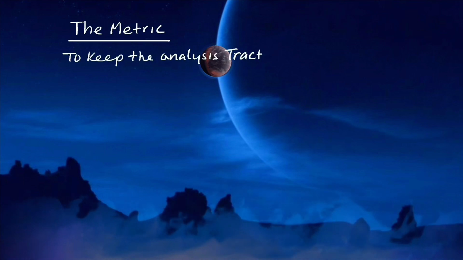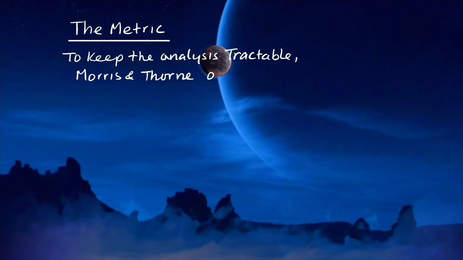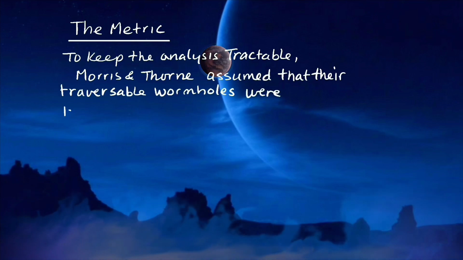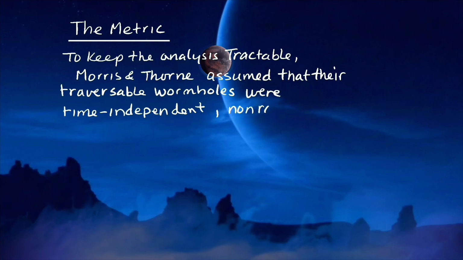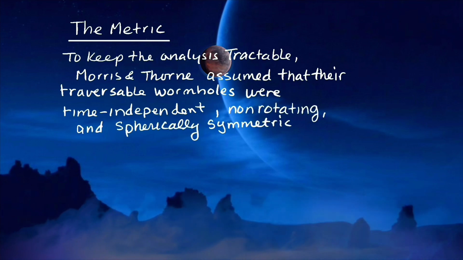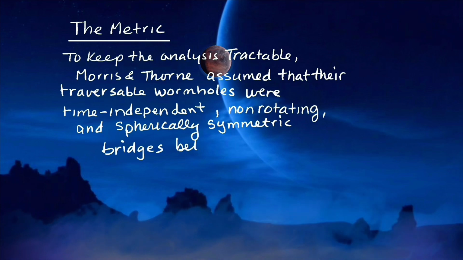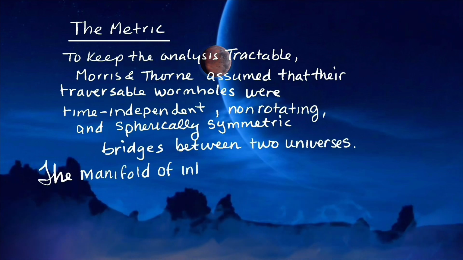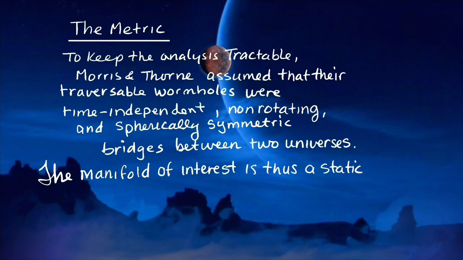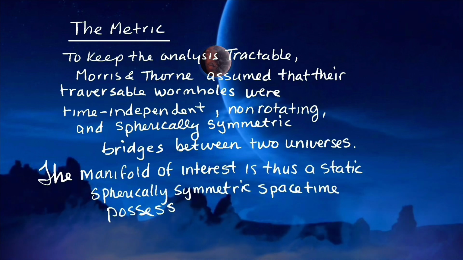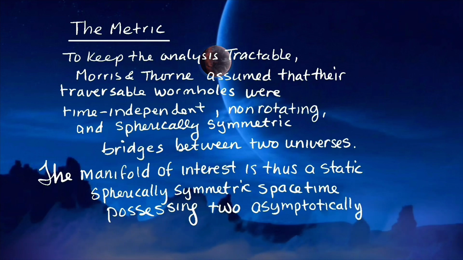The metric. To keep the analysis tractable, Morris and Thorne assumed that their traversable wormholes were time-independent, non-rotating, and spherically symmetric bridges between two universes. The manifold of interest is thus a static, spherically symmetric spacetime possessing two asymptotically flat regions.